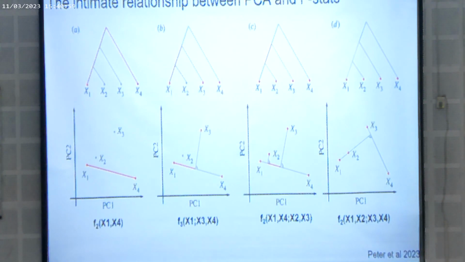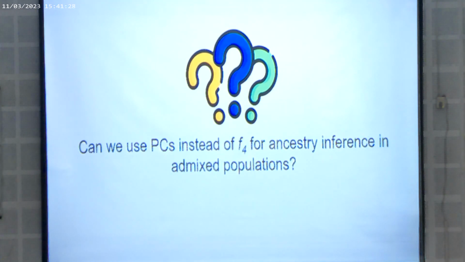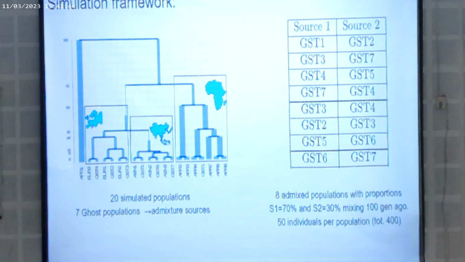One very interesting paper that appeared last year showed that actually the F4, which is the core of qpAdm, are very related to principal components, and so are also F2 and F3. I'm not going into detail, but just F2 is Euclidean distance, and F3 and F4 are basically orthogonal projections on F2 distances. And so we asked ourselves, if F4 is the core of qpAdm, and F4 are very related to principal components, can we use principal components instead of F4? And that's what we wanted to try to find out.